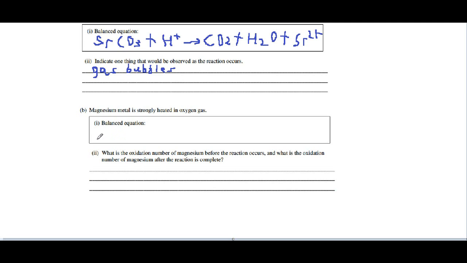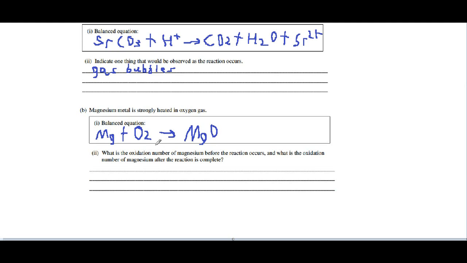So we have magnesium metal plus oxygen gas goes to magnesium oxide, right? Because we're heating it so that we can break down the bonds on the oxygen gas, and cause it to bond with our magnesium.